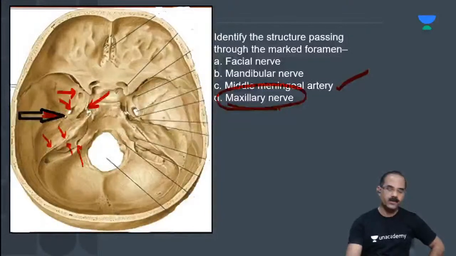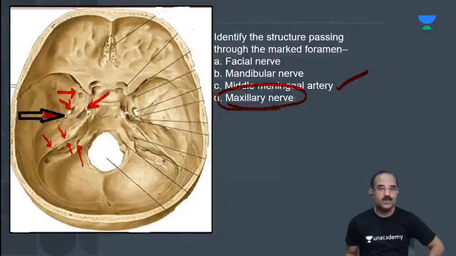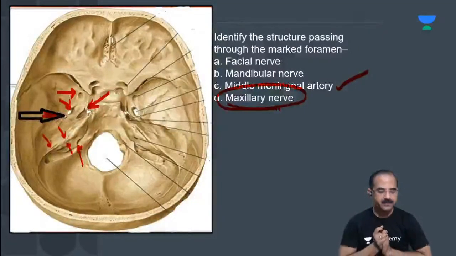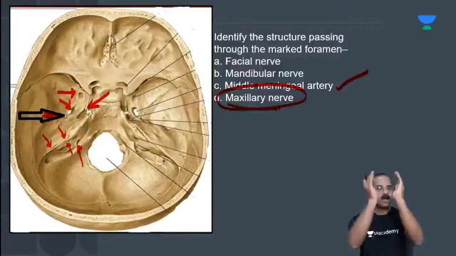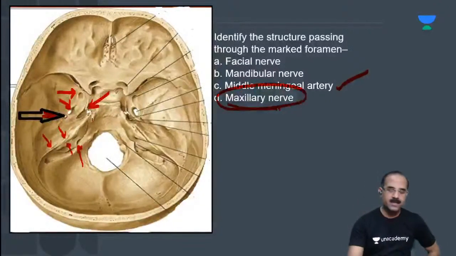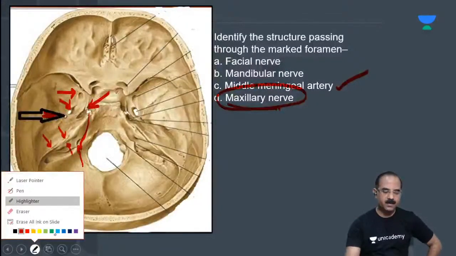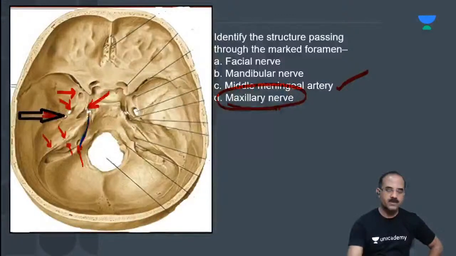What is this foramen here? This is the jugular foramen. The jugular foramen is divided into 3 compartments. Anterior compartment, what passes? There's a sinus here like this. What is the sinus here? Inferior petrosal sinus. Through the anterior compartment passes the inferior petrosal sinus.